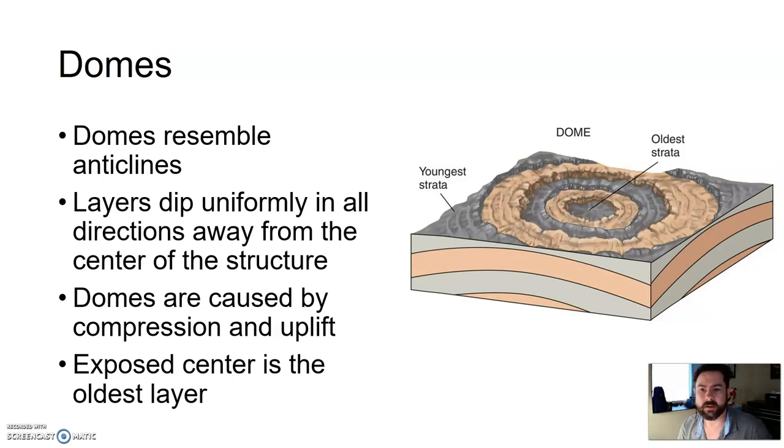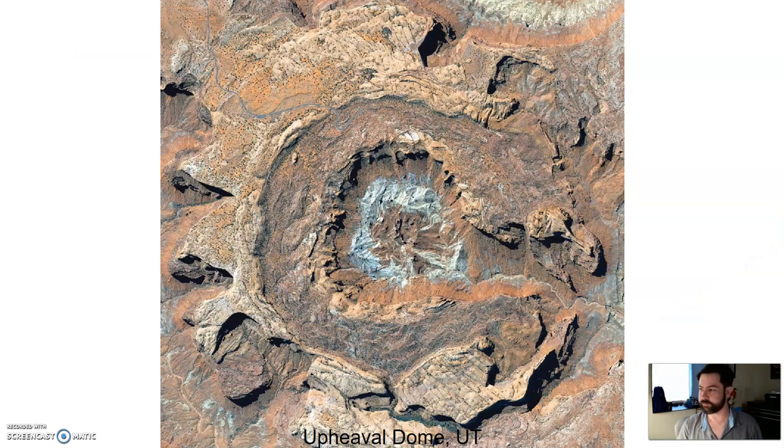So very unique, somewhat rare. Your folds, anticlines, synclines, monoclines, are much more common than domes. Here's an example of a dome, a satellite image looking straight down at a dome. You can see its layers eroded away from the center.